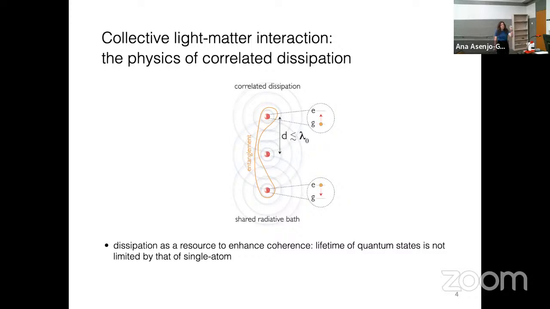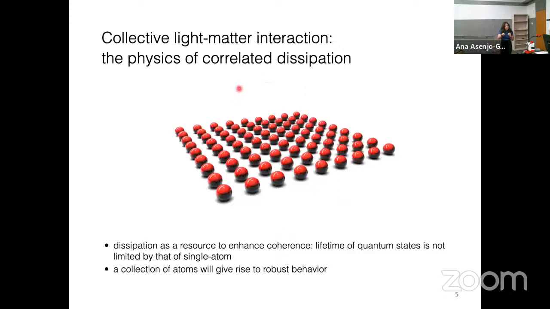Okay. Well, when many of these atoms share an environment, they are going to be talking to each other through this environment, and so dissipation is not a problem that needs to be curbed, but instead can be a resource, because through dissipative interactions, atoms become correlated and also entangled. So one can enhance the coherence of a system, because the lifetime of a quantum state is no longer determined by that of a single atom. It can either be accelerated, or the lifetime can be enhanced or suppressed.